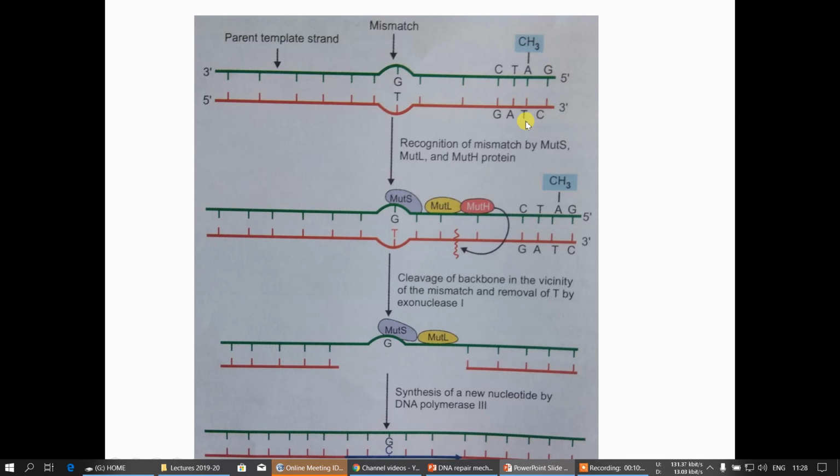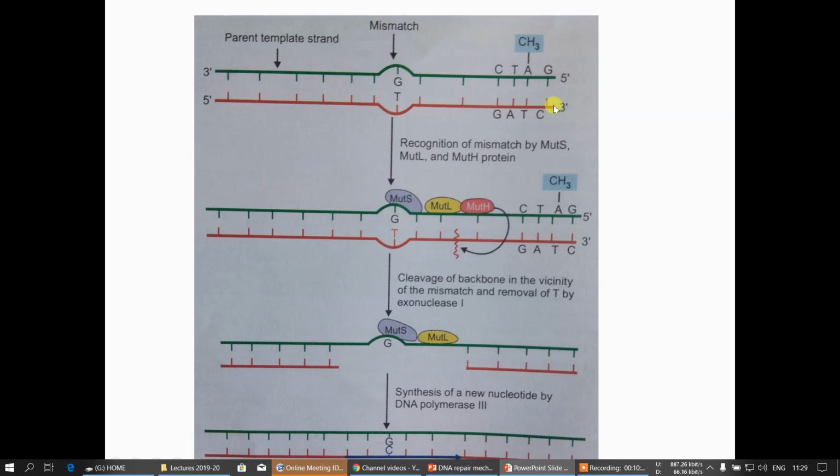Here you can see if any mismatch occurs, here the mismatch has occurred. G is the original nucleotide in the parent strand, and in place it should be complementary with a cytosine nucleotide base, but because of the mismatch, thymine is added by the DNA polymerase enzyme. So this methylation occurs as a normal process after the replication fork moves ahead.